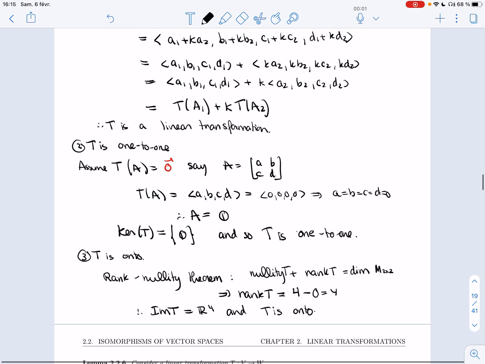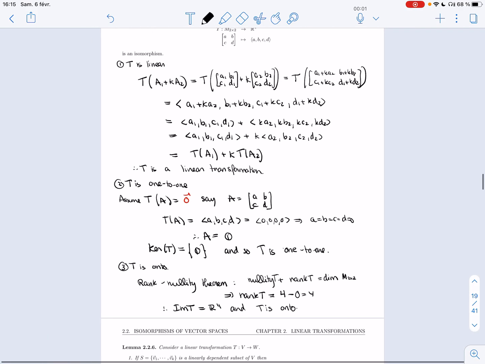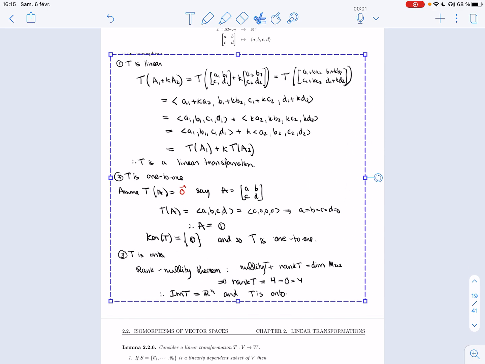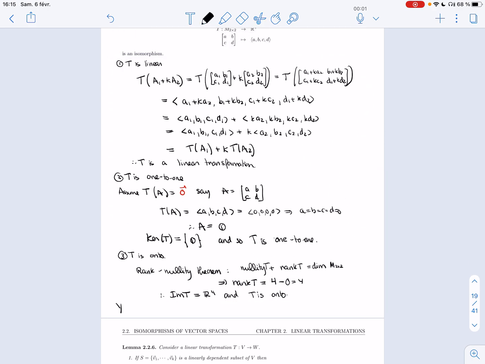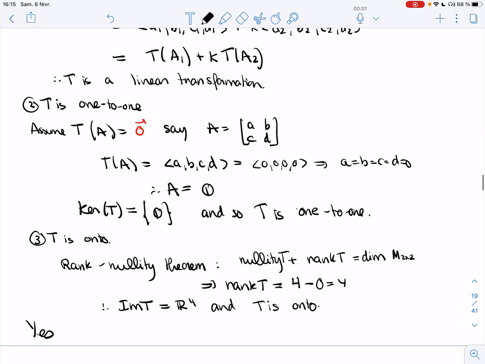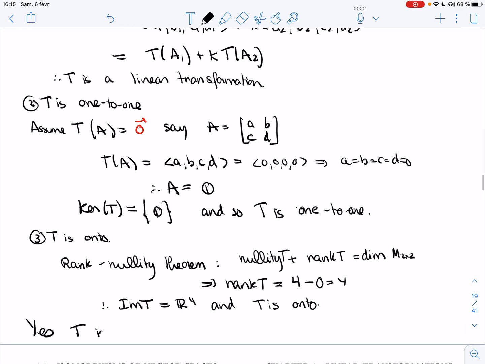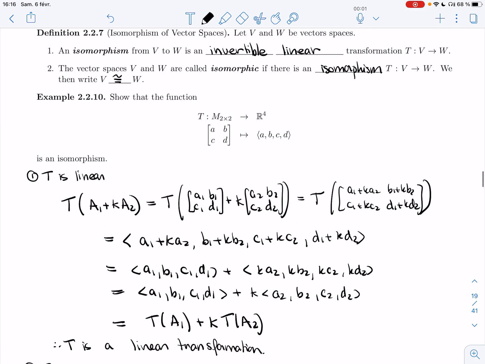All right, so what do I have? I have a linear transformation, it's onto, and it's one-to-one. It is an isomorphism. Let me just add a conclusion. What does that mean? Let's look back at the map we've defined.